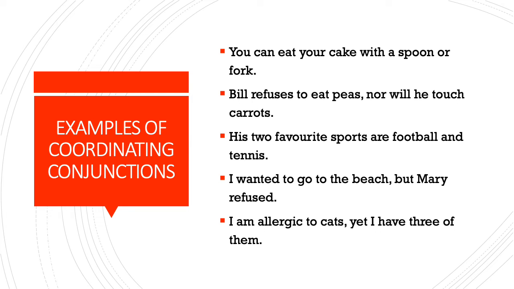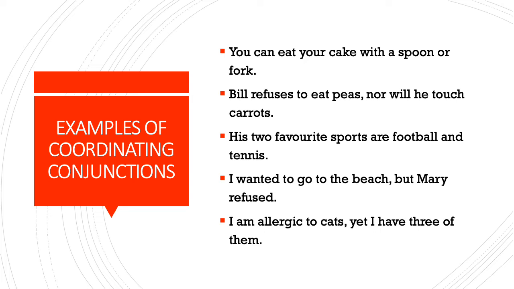So let us look at a few more examples of coordinating conjunctions. You can eat your cake with a spoon or a fork. Spoon and fork are both two types of cutlery. The coordinating conjunction that we have used is "or". So it is joining these two sentences, these two independent clauses of equal rank.